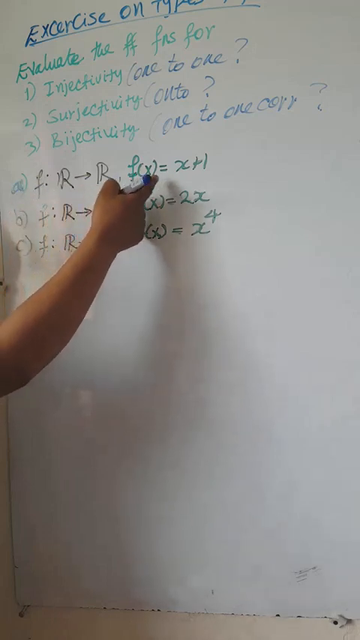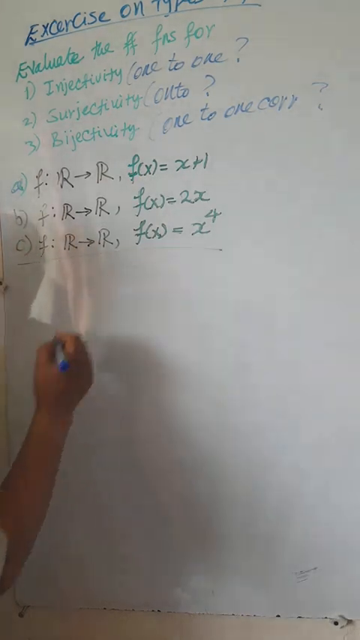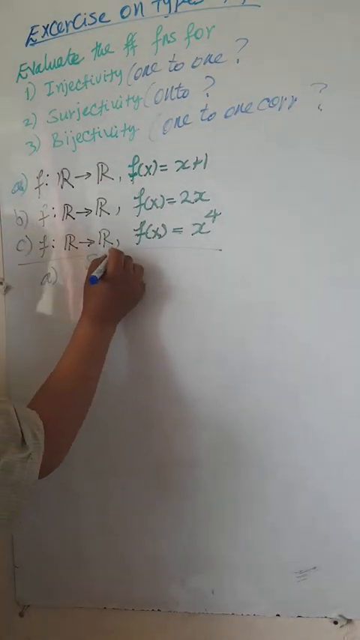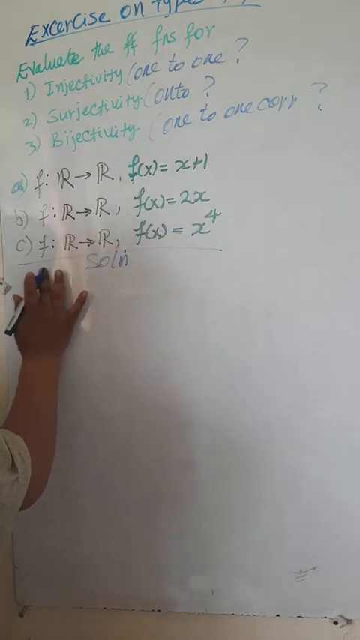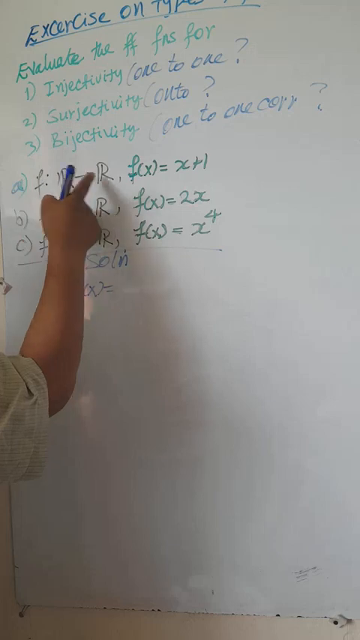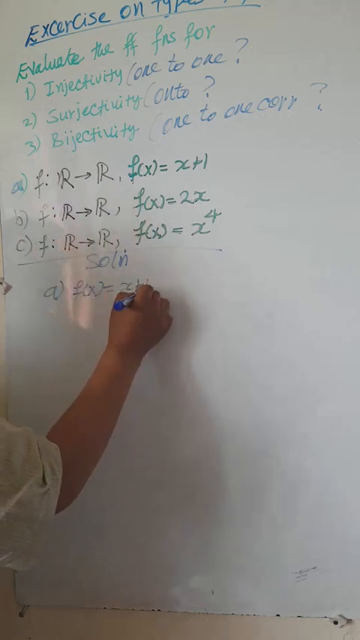So part A: f goes from the set of real numbers to the real numbers, so f of x is equal to x plus 1. Solution. Now A, f of x goes from a set of real numbers to real numbers, then x plus 1.